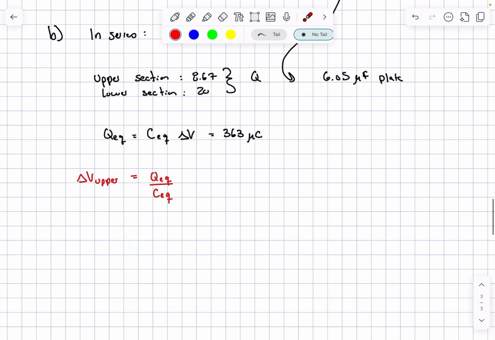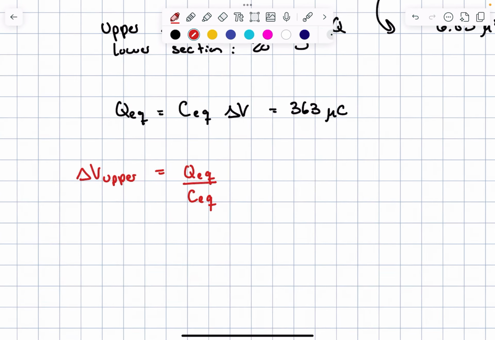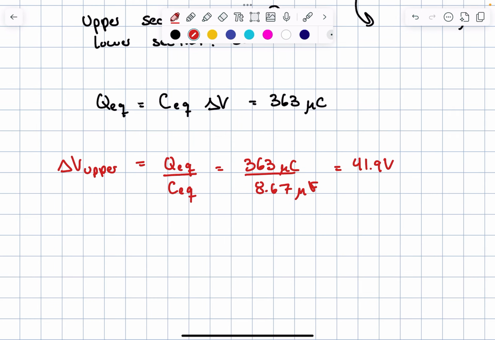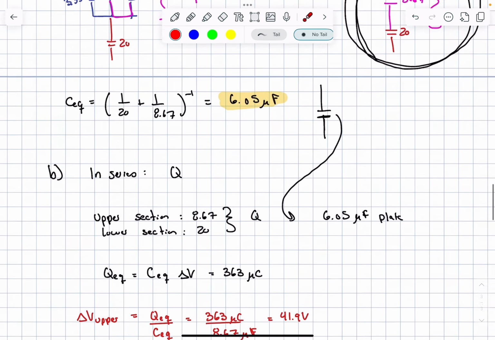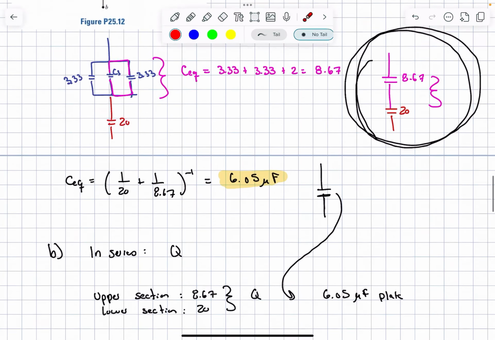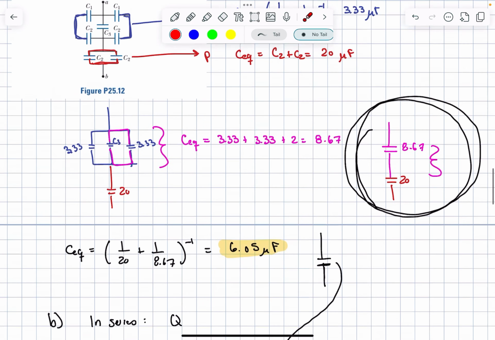So if we figure out what delta V is, we just plug in these numbers. It's 363 microcoulombs divided by their equivalent capacitance. This is 41.9 volts. So what we're saying here is that this one has 41.9 volts across it, which is the same as all of these ones. So they all have that same potential difference across them.